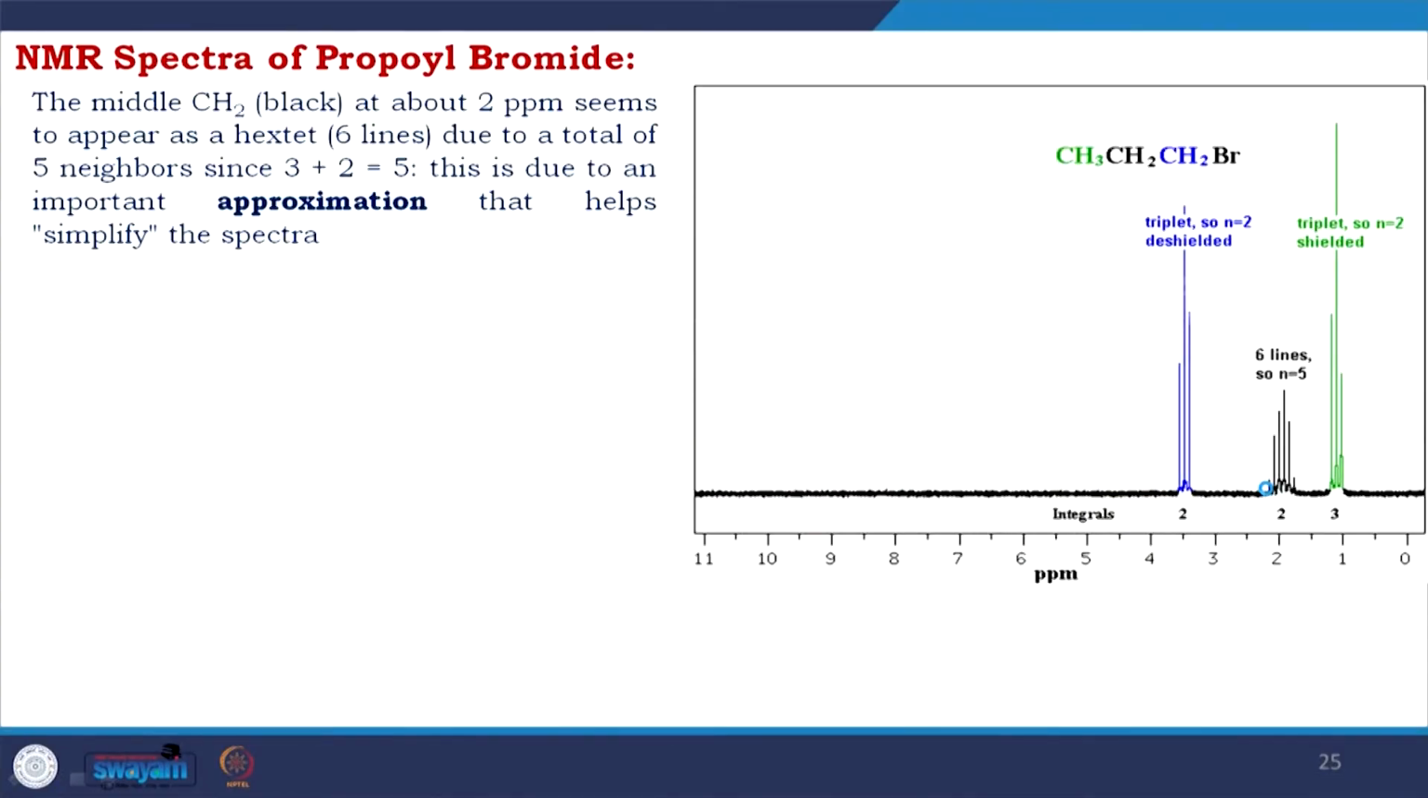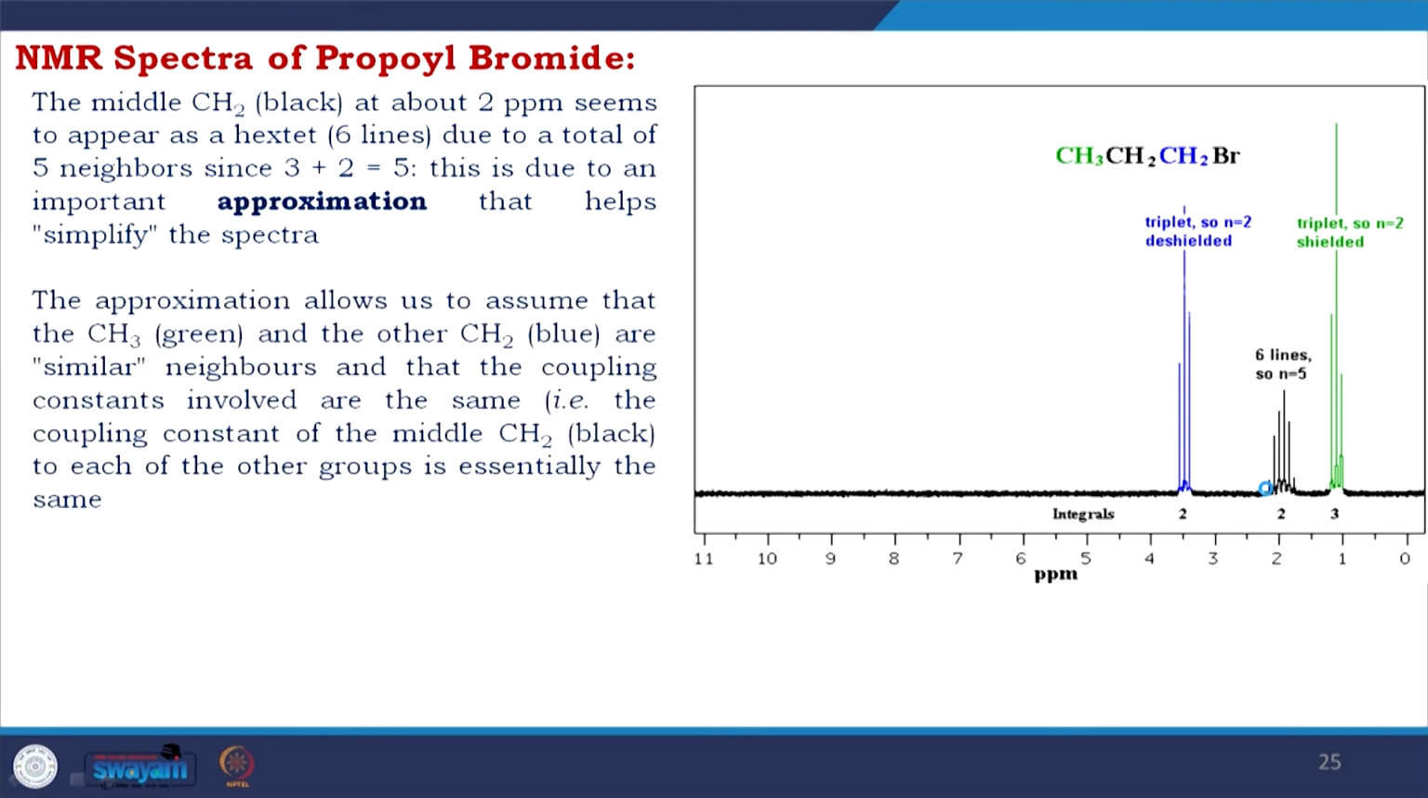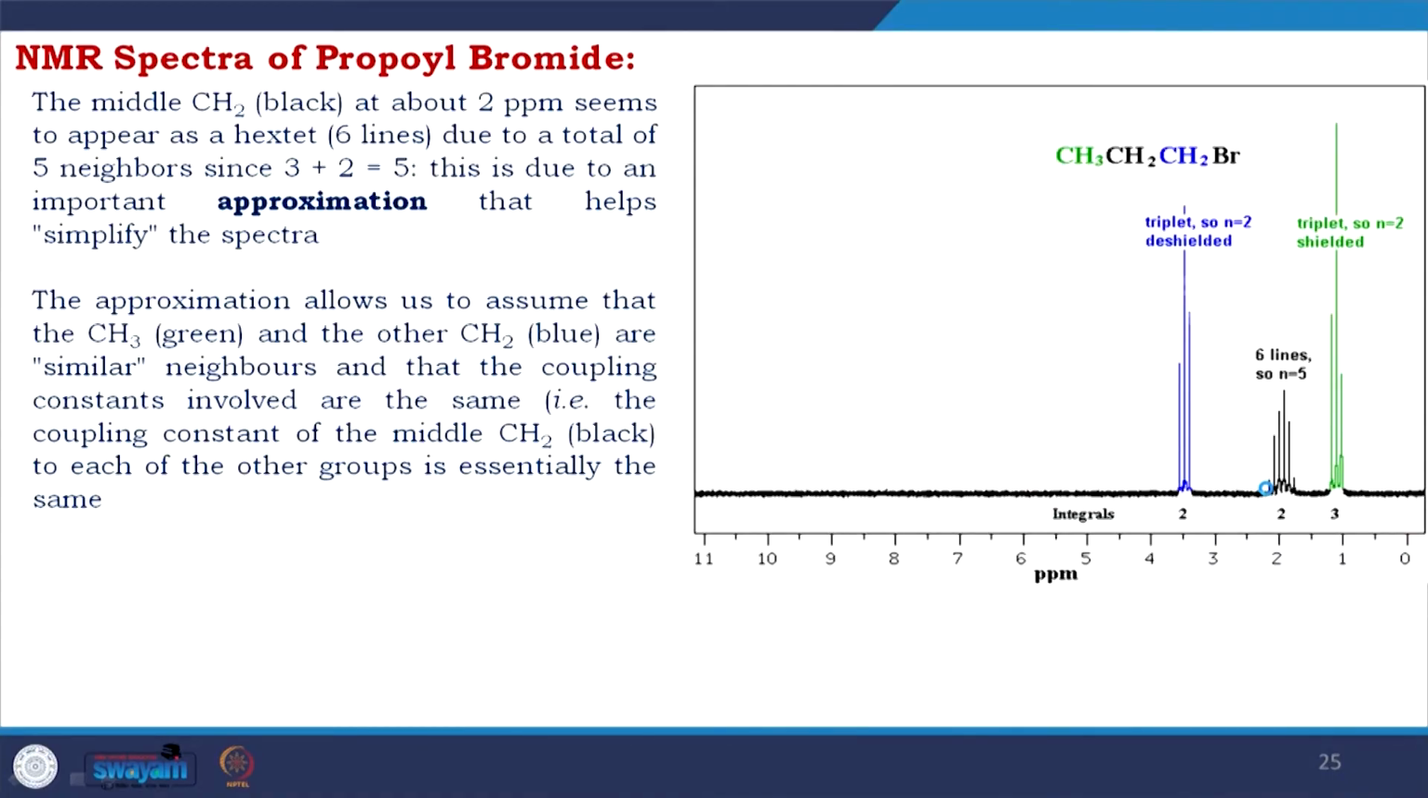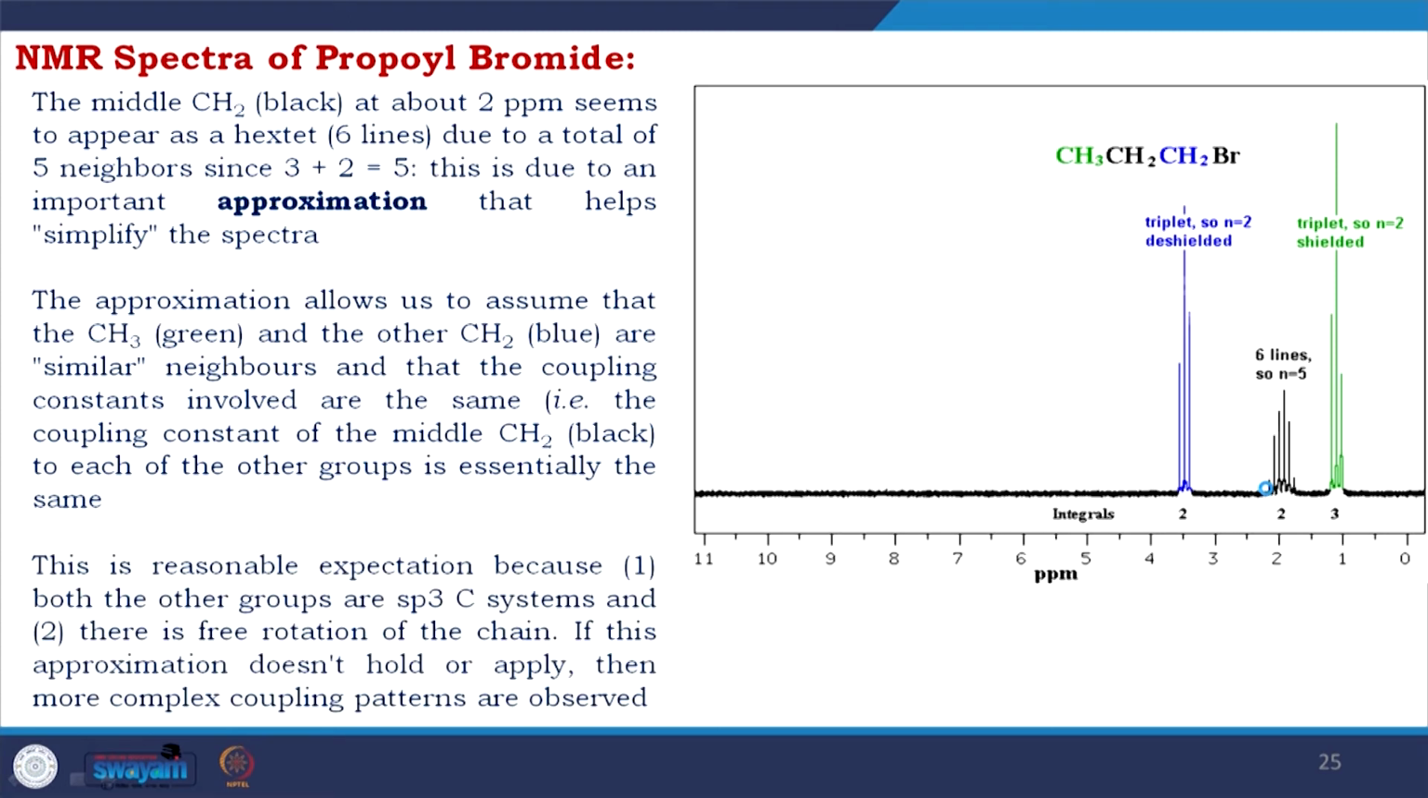This is due to an important approximation that helps simplify the spectra. The approximation allows us to assume that the CH3, which is the methyl group, and the other CH2 are similar neighbors, and that the coupling constants involved are the same, which is not actually true. So, the coupling constant of the middle CH2 to each of the other groups is essentially the same, that is what we are considering.